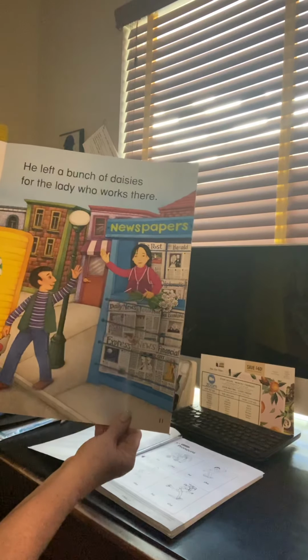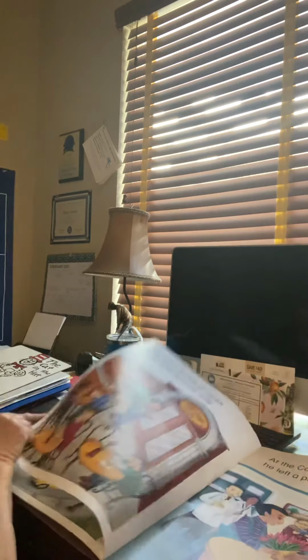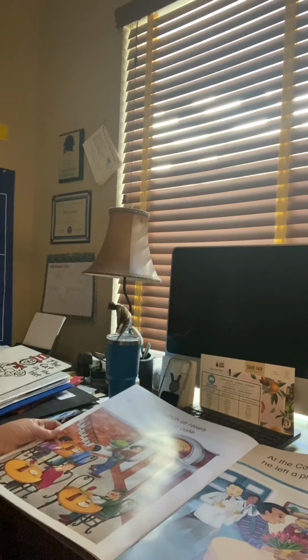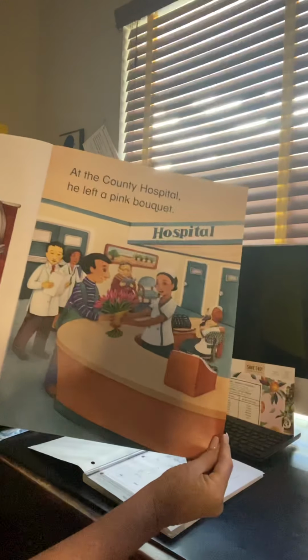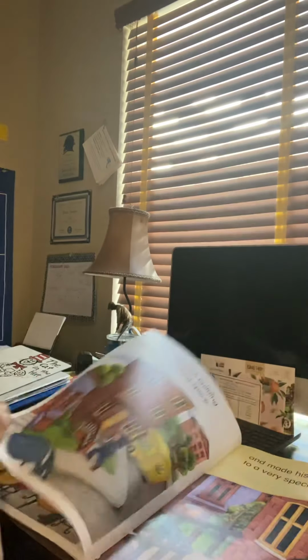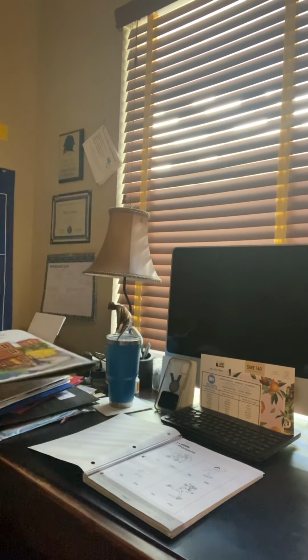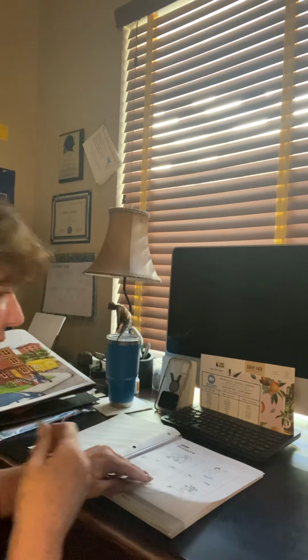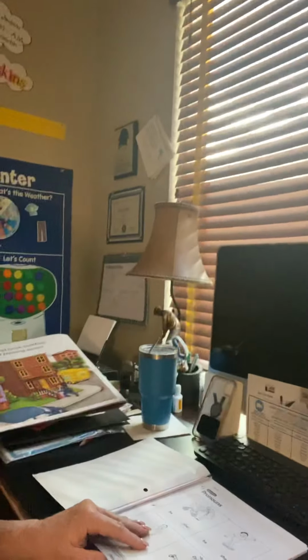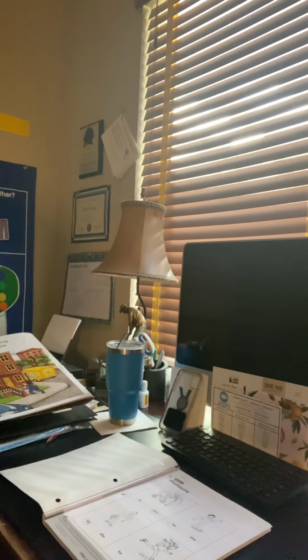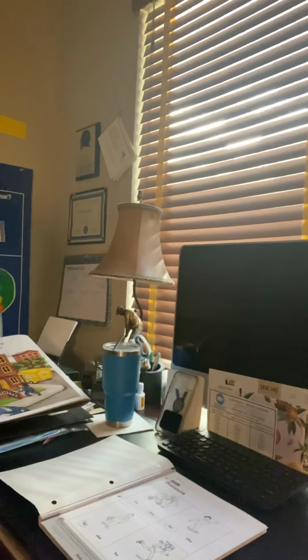Okay, and then remember, he delivers a bunch of daisies to the lady that works in the newspaper, little place to sell newspapers. And then he delivers to the nurse at the hospital. And then he makes his very special delivery to the daughter, right? So those are all characters in the story. Now, just remember that for a minute, because we're going to do a page in our workbook where you have to compare yourself to one of the characters in the story.